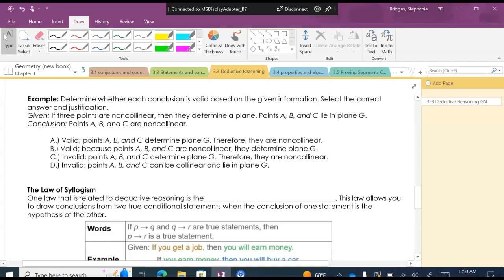It's either invalid because they determine a plane, therefore they are non-collinear, or it's invalid because A, B, and C can be collinear and lie in plane G. It's either C or D, because we just determined it was invalid. It says they lie in the same plane, but could we also say... Okay, let's just go with it's invalid. I don't care about the reason. It should be D, but we're going to go with just invalid. I'm not going to ask you to explain that on the test. I'm just going to ask you to say, is it valid or not valid?